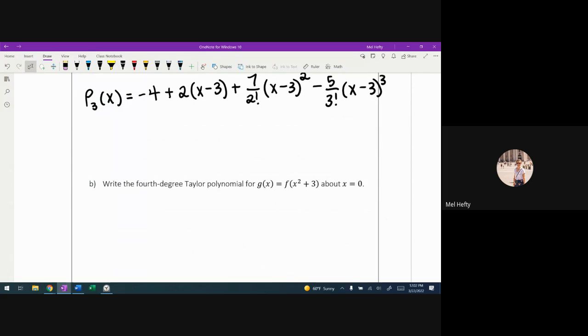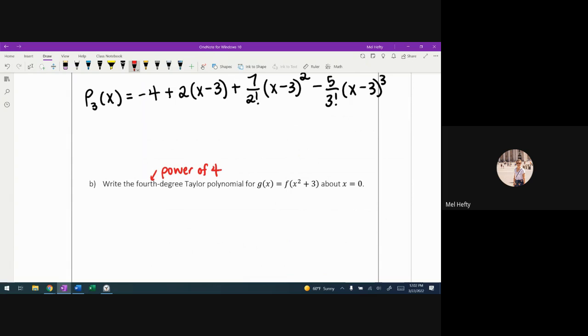I like to think of Taylor stuff as it kind of does what you want it to do. So looking at this, it's telling me to write a fourth degree. What does fourth degree tell me? All right, we're going to end in a power of 4.